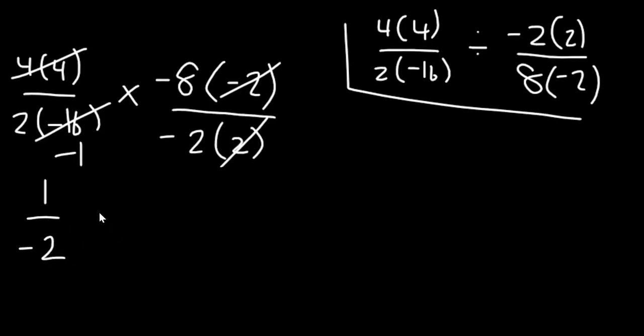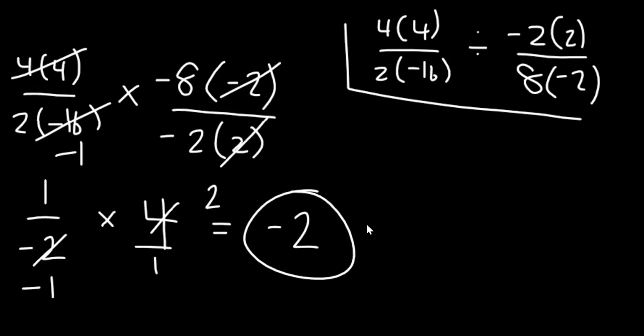-1/2 times -8 divided by -2 is 4. Because we have two negative signs, 2 is an even number, so you get 4. 4 is equal to 4 over 1, and you multiply those fractions, you get -2. You can simplify all that down to just -2.